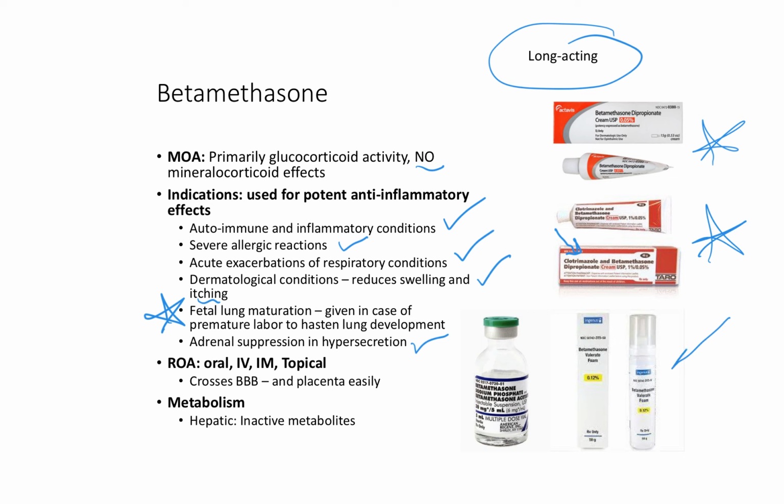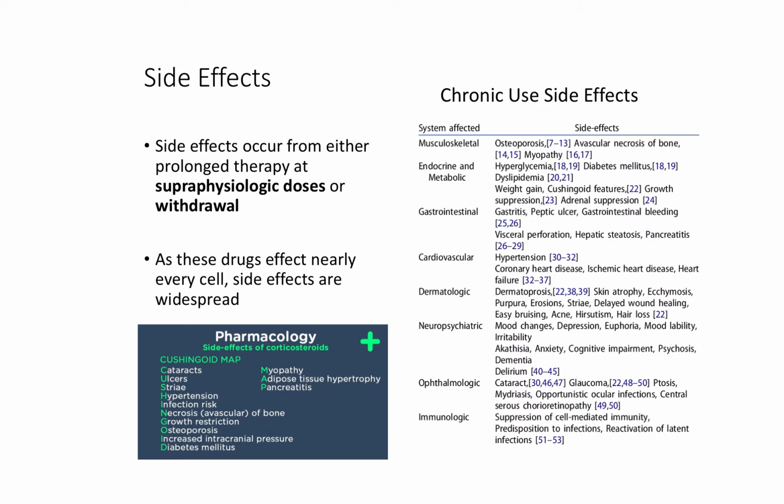There's a foam preparation of it, and then there's an injectable preparation. So lots of different ways. And remember, if you can give something locally, give it locally. Definitely you want to give it systemically for emergencies and for fetal lung maturation.